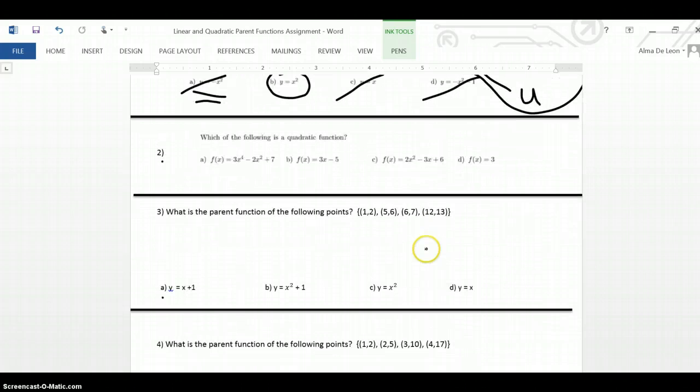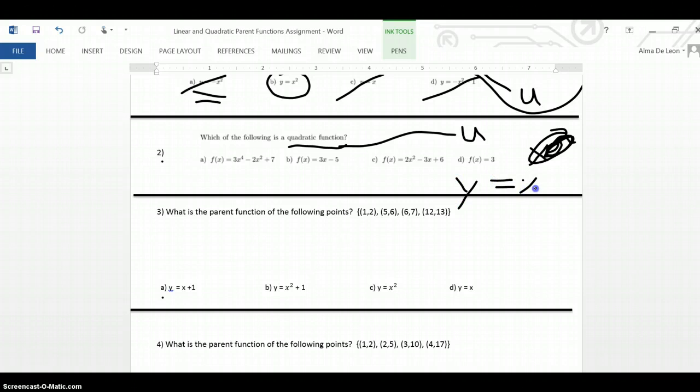Number 2, which of the following is a quadratic function? If I'm looking at a quadratic function, again, I'm looking at something in the shape of a U, because I have the letter U in quadratic. And more specifically, I'm looking at anything that has x squared in it, something in the format of y equals x squared.